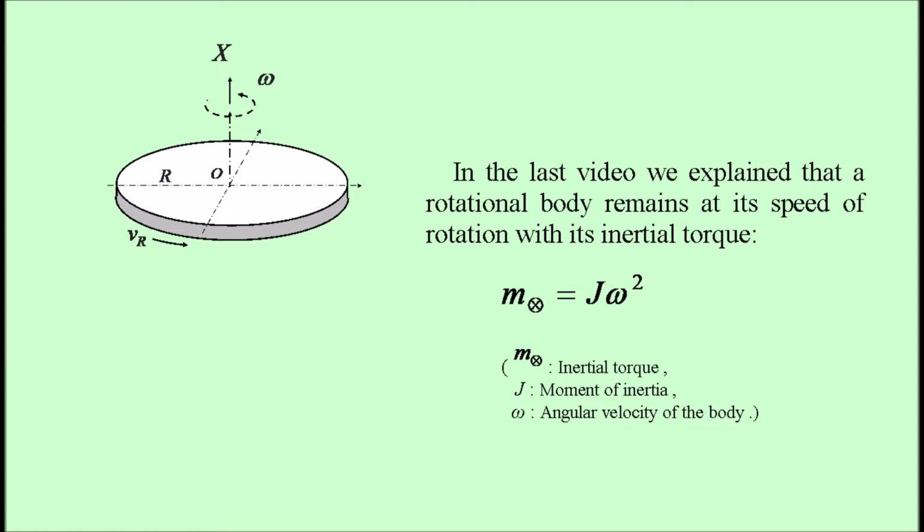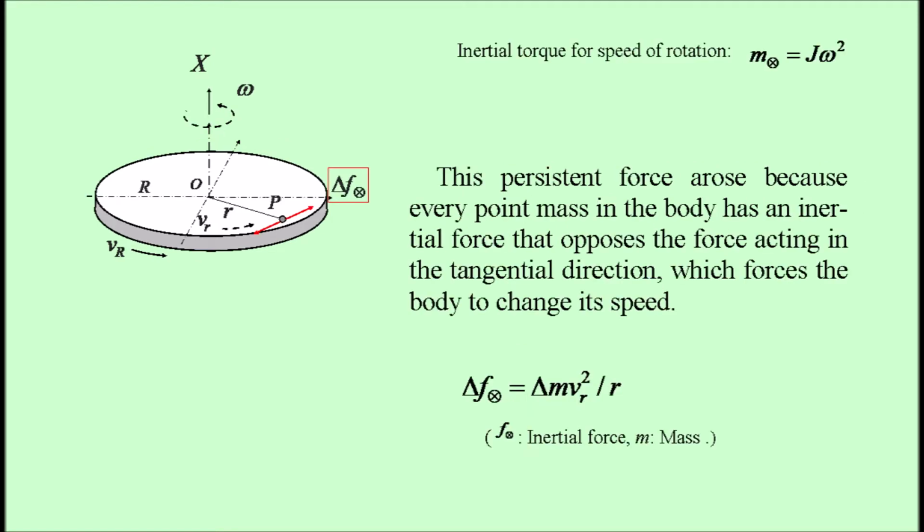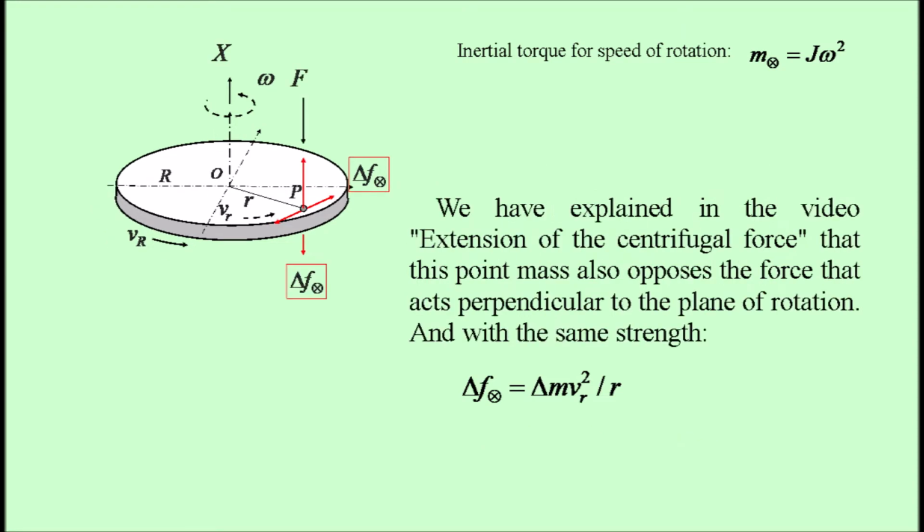In the last video we explained that a rotational body remains at its speed of rotation with its inertial torque. This persistent force arose because every point mass in the body has an inertial force that opposes the force acting in the tangential direction, which forces the body to change its speed. We have explained in the video extension of the centrifugal force that this point mass also opposes the force that acts perpendicular to the plane of rotation, and with the same strength.